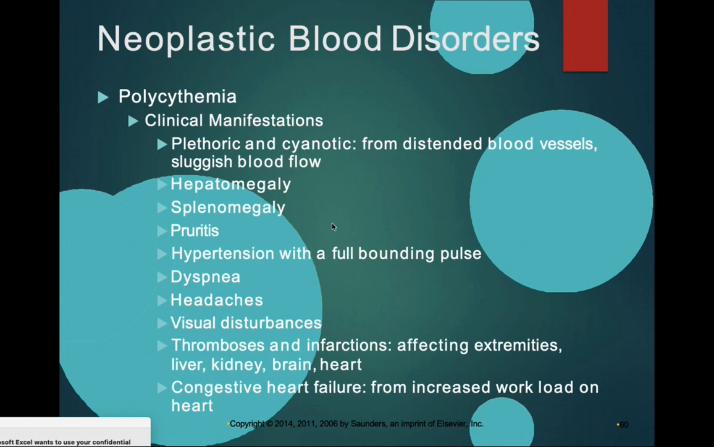So in this type of condition, we'll see cyanosis from the distended blood vessels and poor blood supply. So there's bluing, there'll be liver enlargement, spleen enlargement, pruritus, which is itchiness of the skin. There'll be hypertension. There'll be difficulty in breathing, headaches, visual disturbances, thrombosis and infarcts that affect the extremities, the liver, the kidney, the brain, the heart, and congestive heart failure from increased work that the heart has to do to pump out the blood.